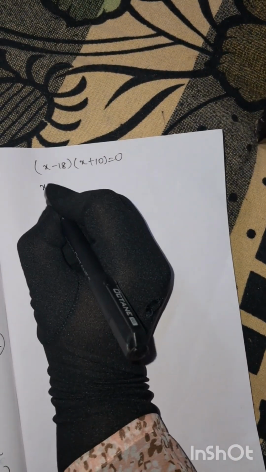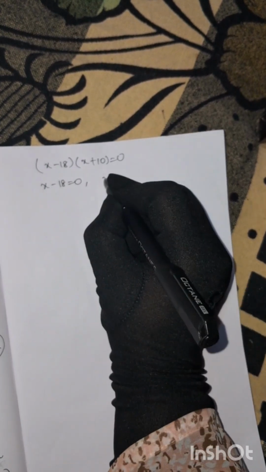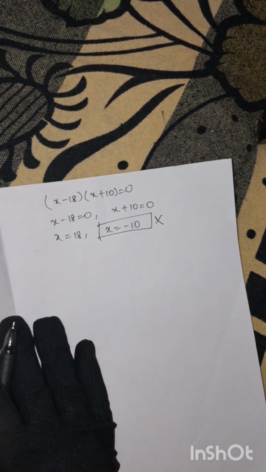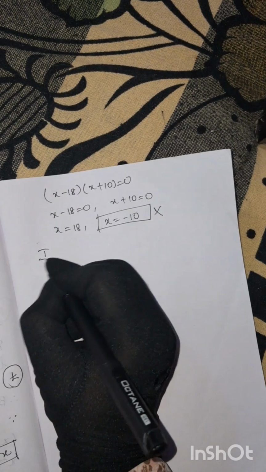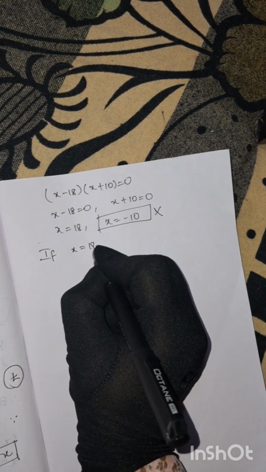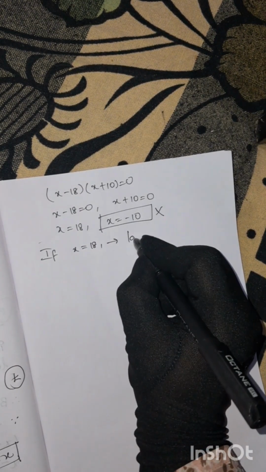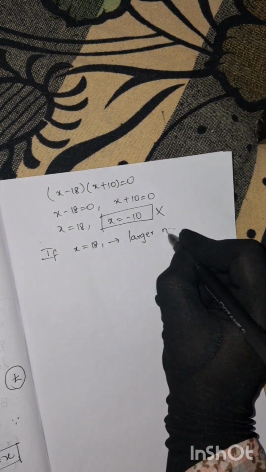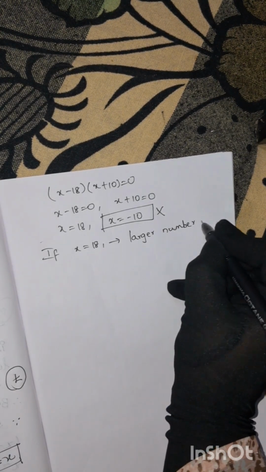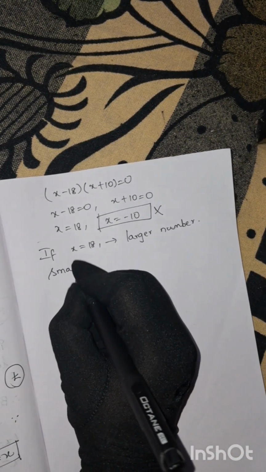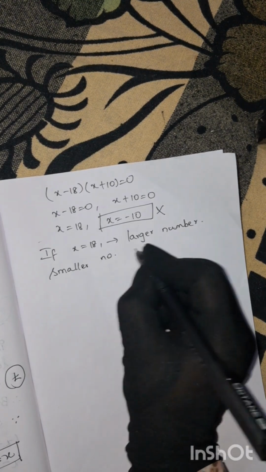So now x minus 18 is equal to 0 and x plus 10 is equal to 0. So x is equal to 18 and x is equal to minus 10. Since we don't consider negative values, we'll not use this. Okay, so now if x is 18, x is nothing but the larger number, right? If x is 18, the smaller number will be what? Smaller number is what?